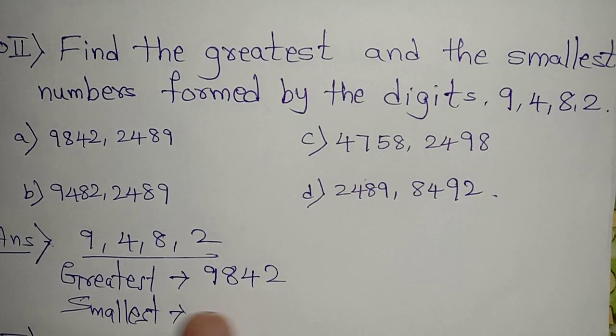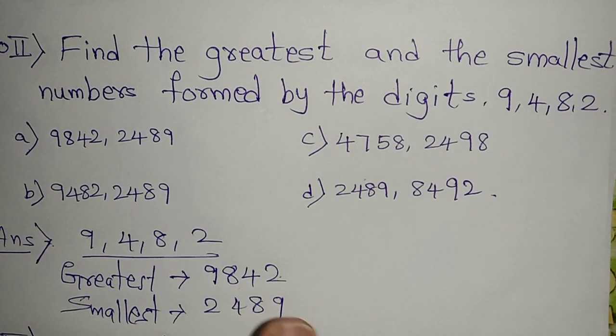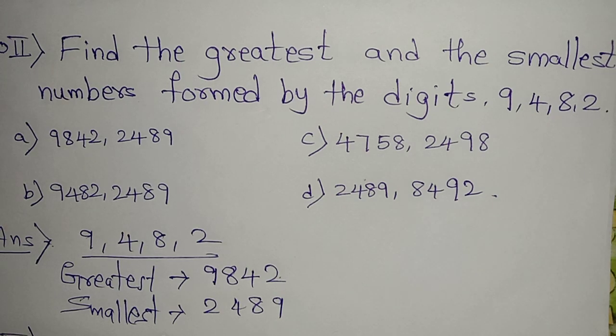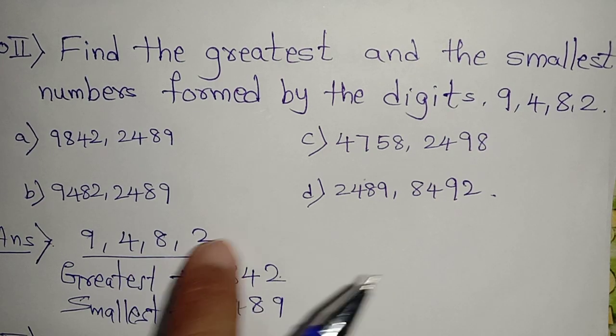Okay, this reverse you can write. First you have to write this: 2, 4, 8, 9. This technique you have to apply. They may give any kind of different digits. We have to write. Greatest means we have to write these digits in descending order.